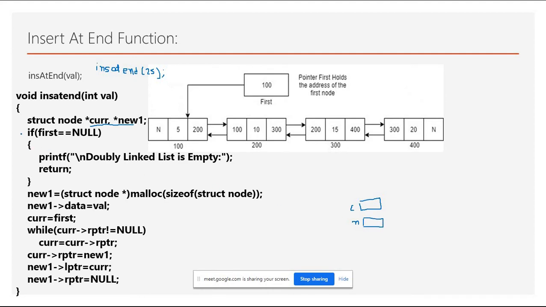Okay, now we are just checking if the first is null, that means user has not performed a create linked list functionality. So we will just print the message to the user, your linked list is empty. First you choose a create option, create the linked list, and then you go for insert at end, right? Fine, and then we'll just come out from this function.